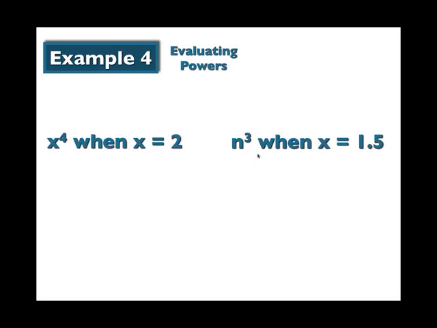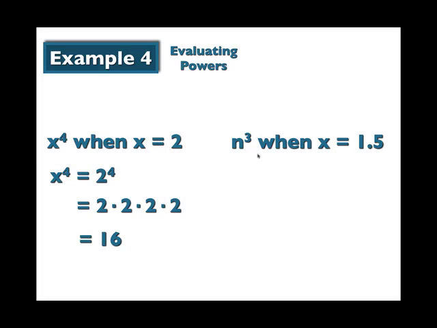We'll solve them together. Please make sure you write down step by step how these are solved. So x to the fourth power simply means 2 to the fourth power in this case, because x equals 2. 2 to the fourth power is 2 times 2 times 2 times 2. And if we do the multiplication, it comes out to 16. So 2 to the fourth power is 16.